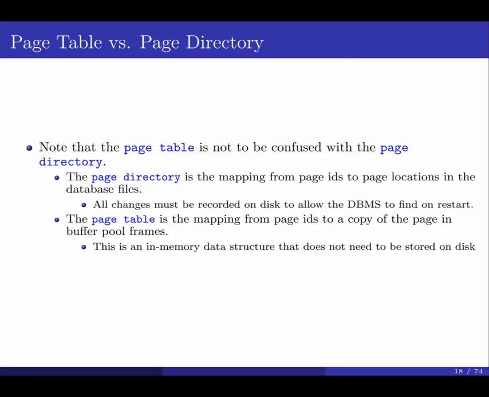Okay, one thing I need to make sure that we understand here, just to make sure that we are on the same page. We have a page table and we have the page directory. What's the difference between them? The page directory is what? It's the mapping between the page ID and the physical location of the page on disk. Of course, it has extra pieces of information, for example how much free space there is, etc. So at the low level on the disk, you usually have the page ID, and here the physical location.